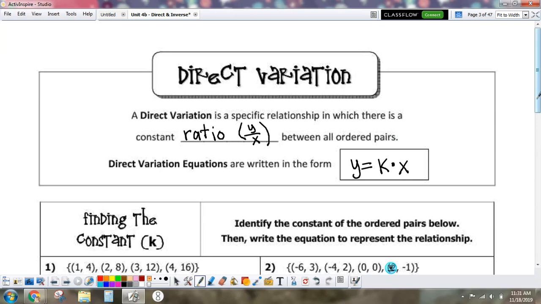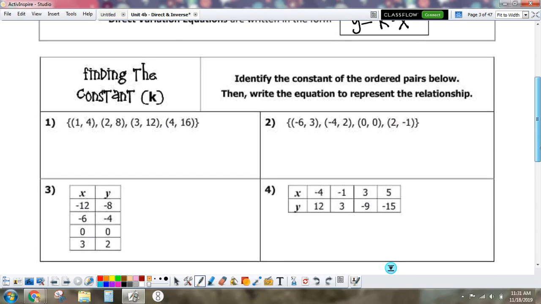So to find our constant, you need to take your y value divided by your x value, y divided by x, y divided by x. No matter which one of these you pick, you should get the same exact number if it is a direct variation. So it doesn't matter what you pick. I'm just going to use the first one. You can use whatever. Double check your work.